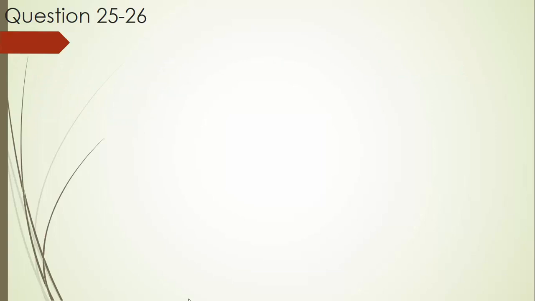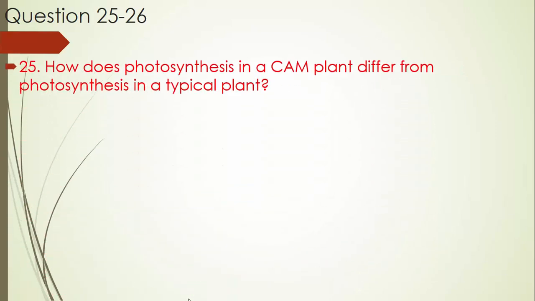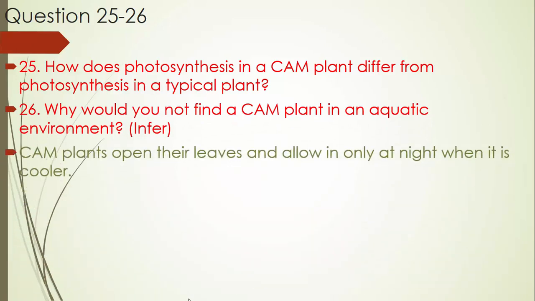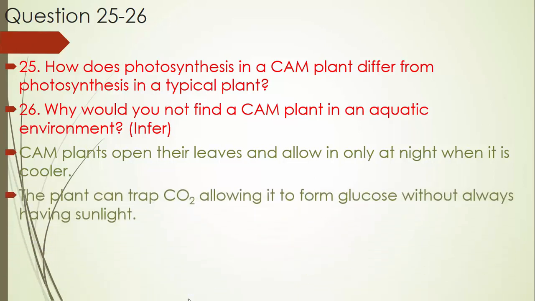25 and 26 I combined into one slide because they are related to each other. So how does photosynthesis in a CAM plant differ from photosynthesis in a typical plant? And why would you not find the CAM plant in an aquatic environment? Well, CAM plants open their leaves and allow air in only at night when it is cooler. The plant can actually trap CO2, allowing it to form glucose without always having sunlight. And that's the advantage that CAM plants have and how they differ from photosynthesis in a typical plant.